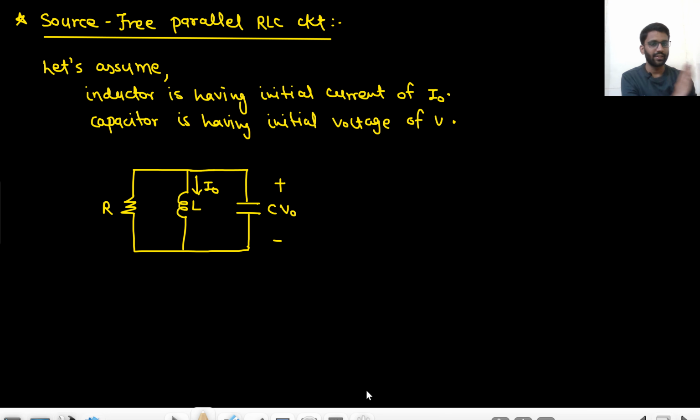So here as well, it is source free. There is no source involved. Here as well, the same condition: the inductor has an initial current of I naught and the capacitor has an initial voltage of V naught.